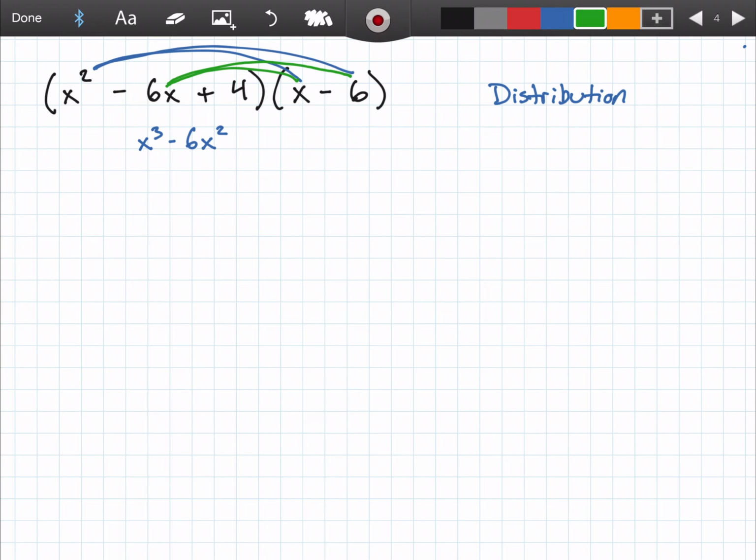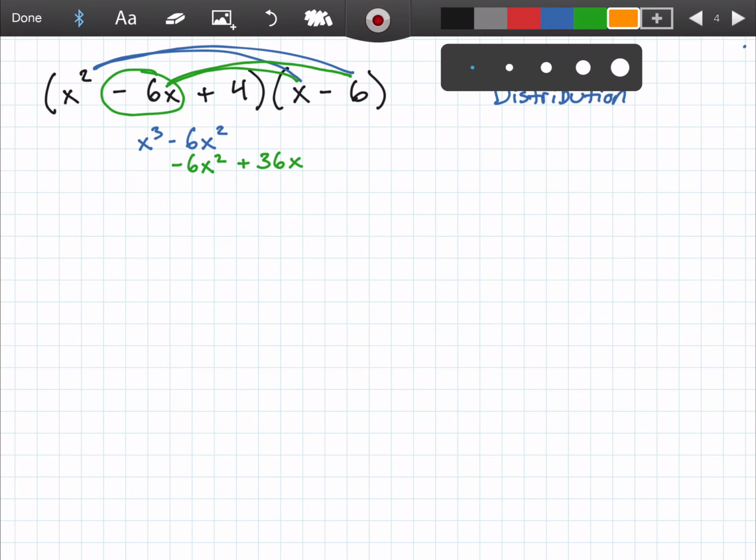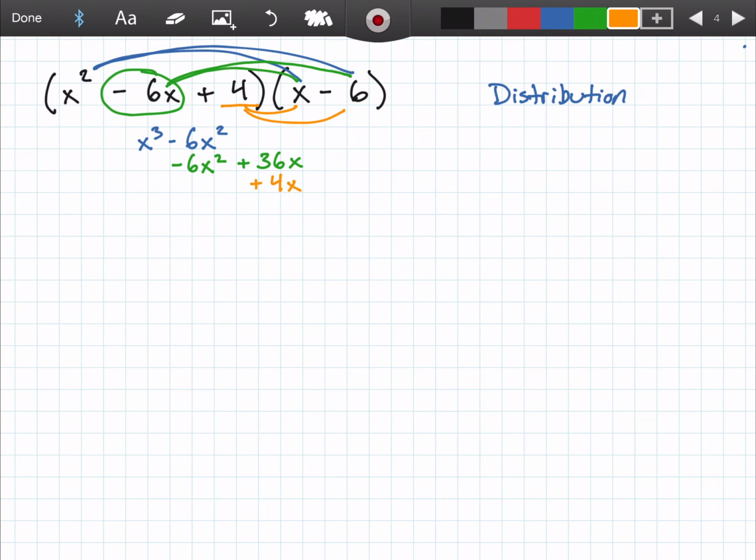-6x times x. Oh yeah, because does that negative go with it? Yes. Yes, it does. -6x squared. That becomes positive 36x. And now I got this 4 to get positive 4x minus 6. And now when I combine my like terms, x cubed minus 12x squared plus 40x minus 6.